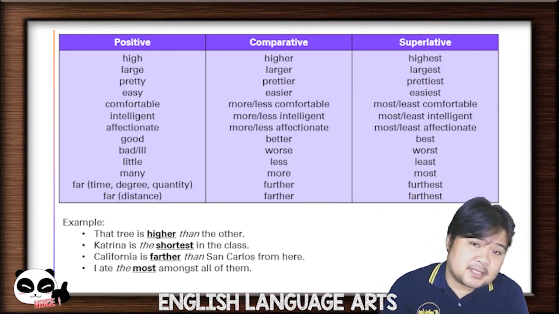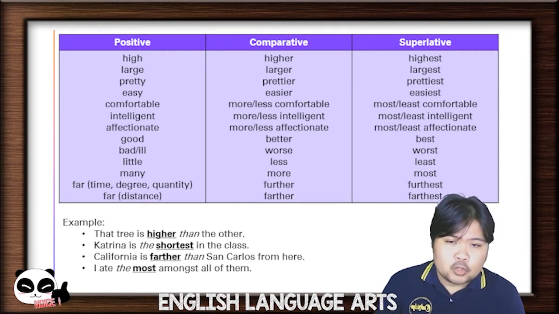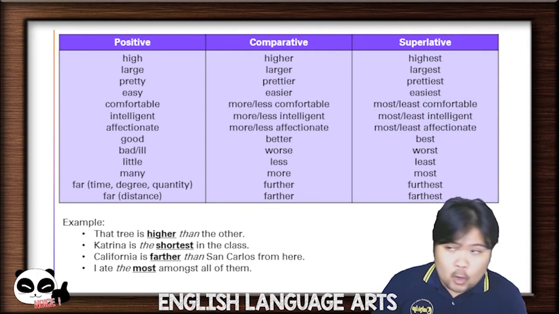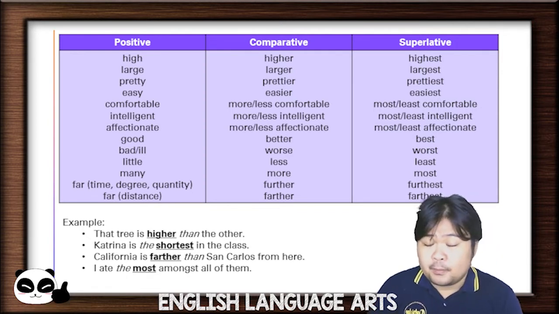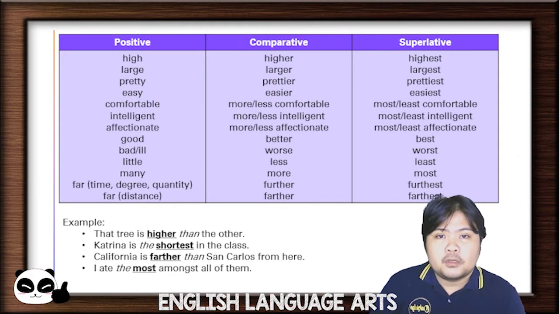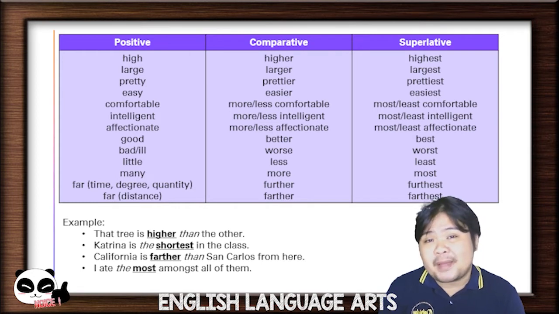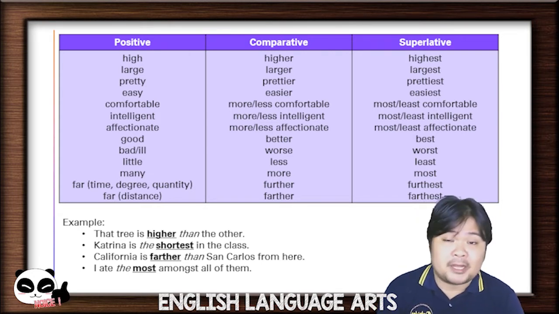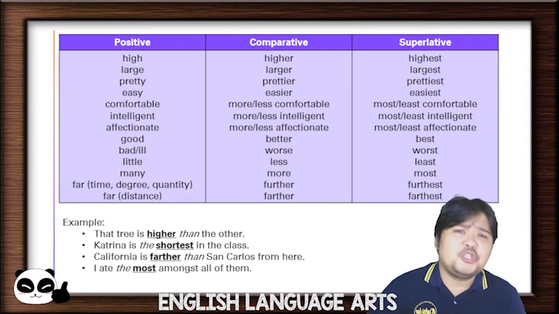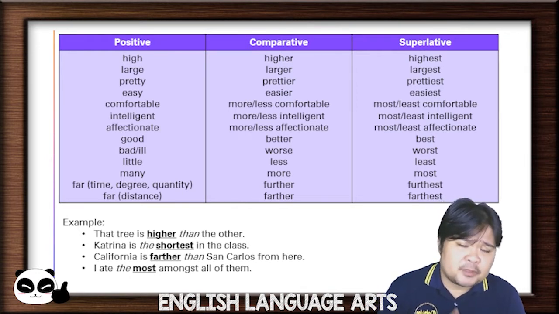And in some cases, such as the word good, you don't say gooder or goodest, or more good or most good. No. You change the spelling, you change the word. Good in positive, in comparative it becomes better, and in superlative it becomes best. How do you use them in sentences? Take note of how they are used.